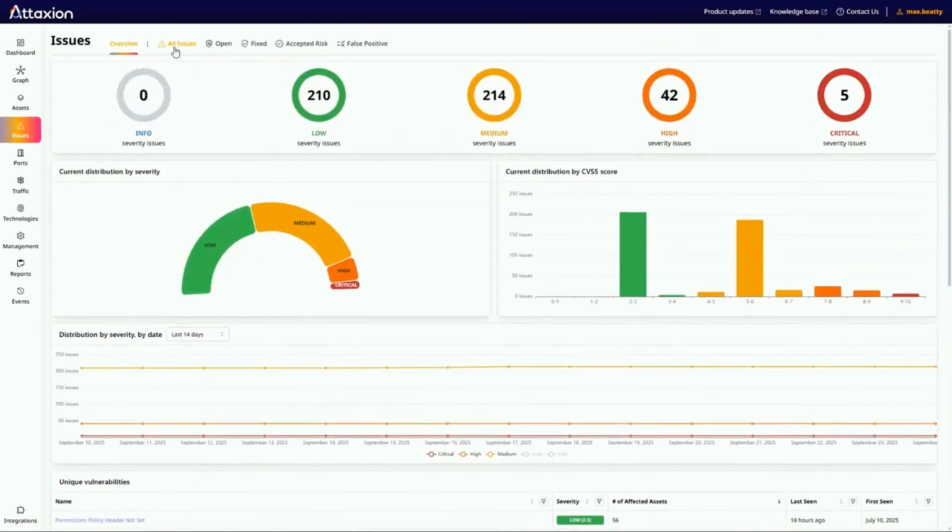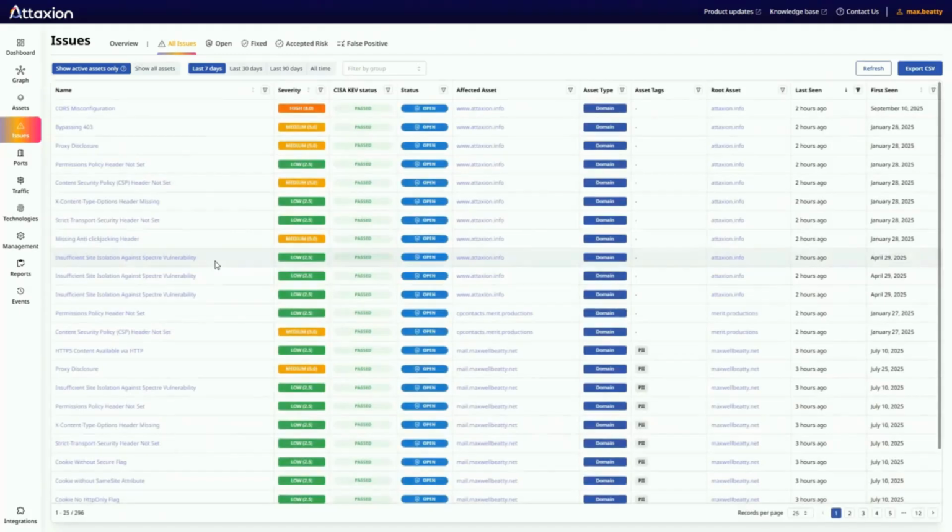Coming back up top, we can switch over to a list view and look at all the assets again. Just like on the previous page, we can search, filter, and sort to find which issues we care most about. Next, I'll show you our traffic page.